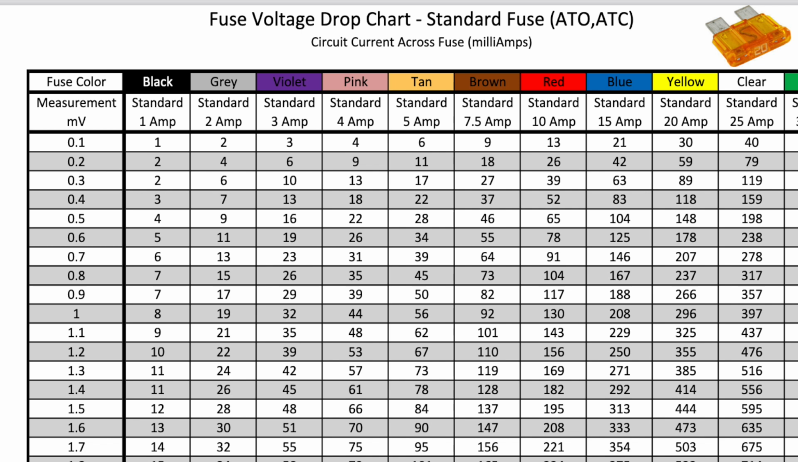Looking at the fuse chart for ATC and ATO fuses, the values in the left column are in millivolts, and the values in all the columns to the right are milliamps. So the left column is the voltage you read across the fuse, and the right column is the amount of current that should be going through that fuse. The 2 amp fuse values are in the third column.